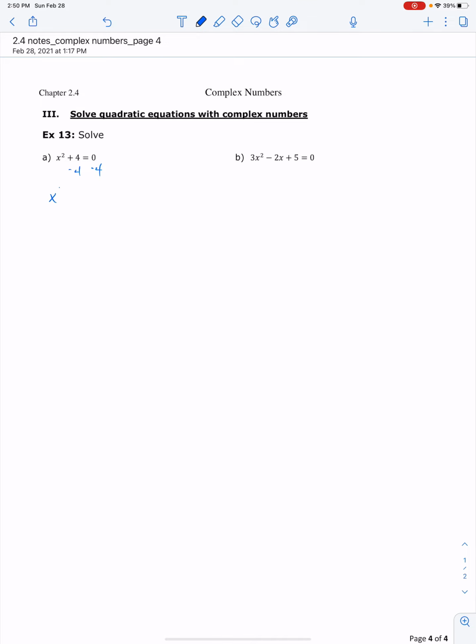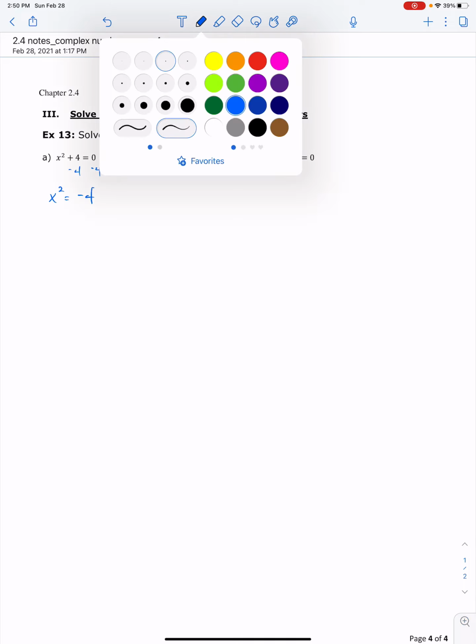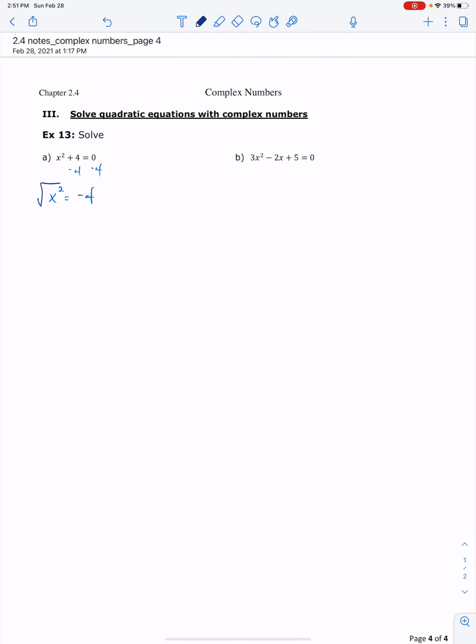So I'm going to go ahead and move the 4 to the other side by subtracting both sides by 4. Now when I take the square root, keep in mind I have imposed that square root, so I need to consider the plus or the minus. We get x equals positive 2i or negative 2i. Remember, the plus or minus means we have two different solutions.